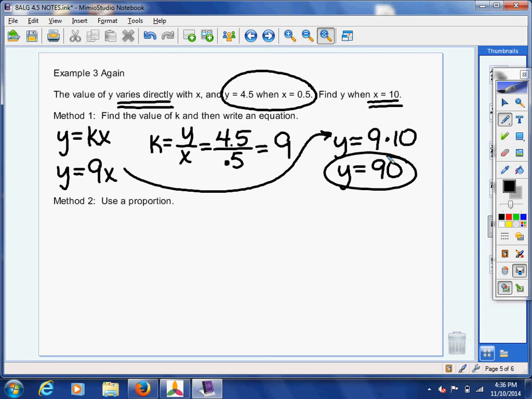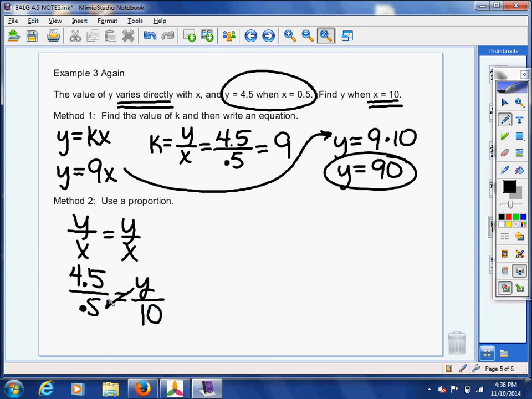Again, I'll reiterate, not my favorite strategy, but it's okay. All right, love the proportion. So I'm going to do the proportion. Love this the most. And let's see what happens. All right, so we're going to do y over x. So that's going to be 4.5 over half. And that's going to equal, well, I don't know what y is, but I know that its x is 10.